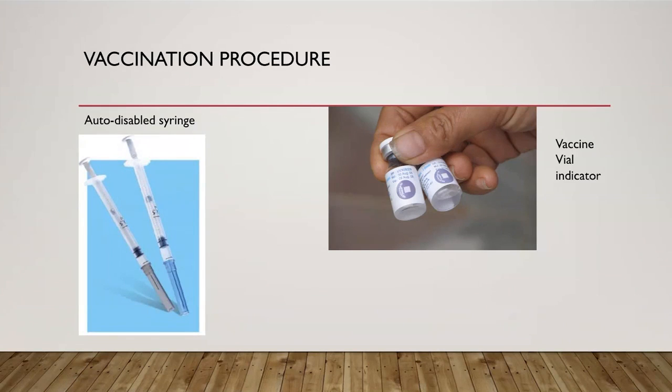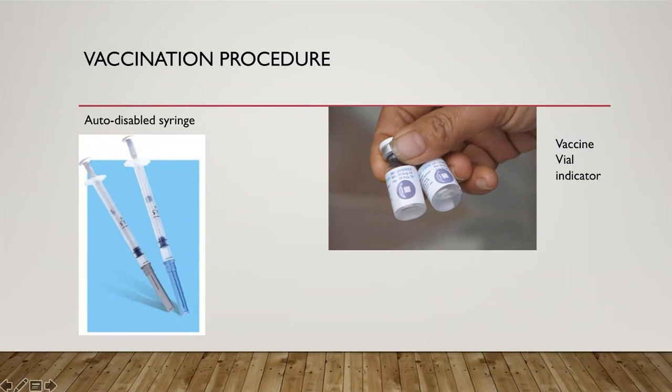So now we come to the vaccination procedure. Most of the vaccines nowadays are given using the auto-disabled syringe rather than using the same syringe for different children. The auto-disabled syringe avoids contamination of other children, because once you use this, it will be auto-disabled, right? So single syringe for single patient.